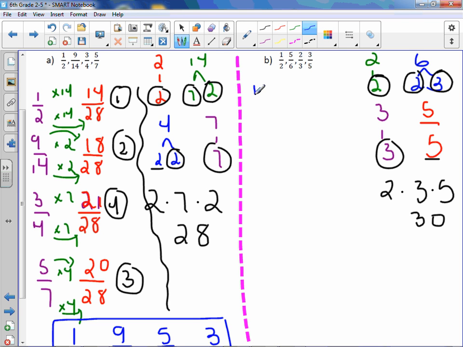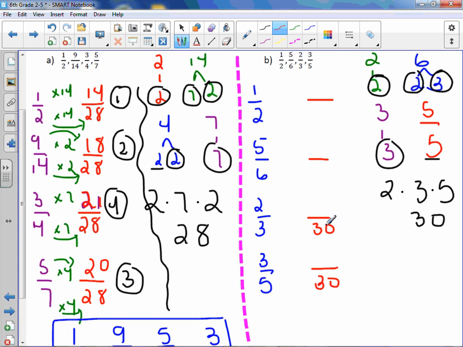So start by writing your original fractions. 1/2, 5/6, and again I like to write them vertically. 2/3, and 3/5. We need to make common denominators, which we now know is 30. So make sure all of these fractions have a denominator of 30.